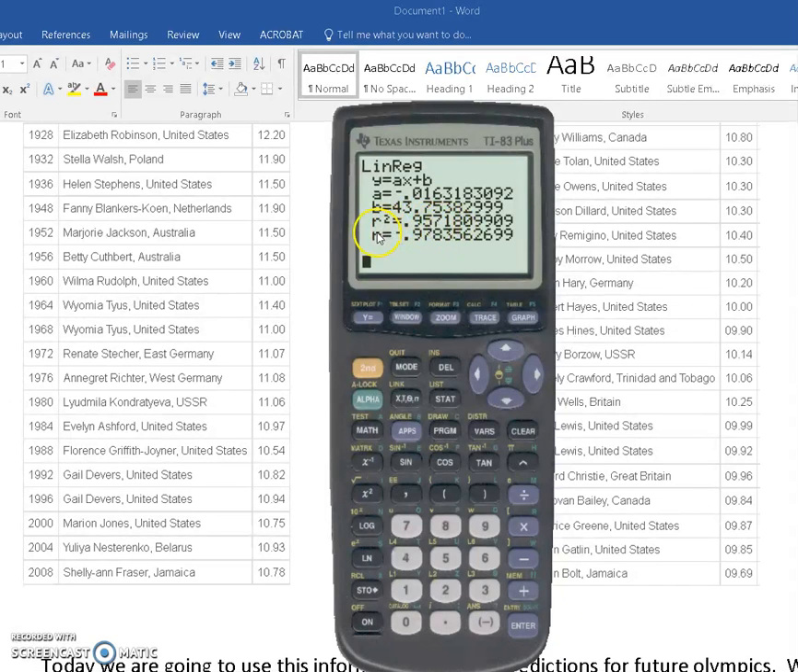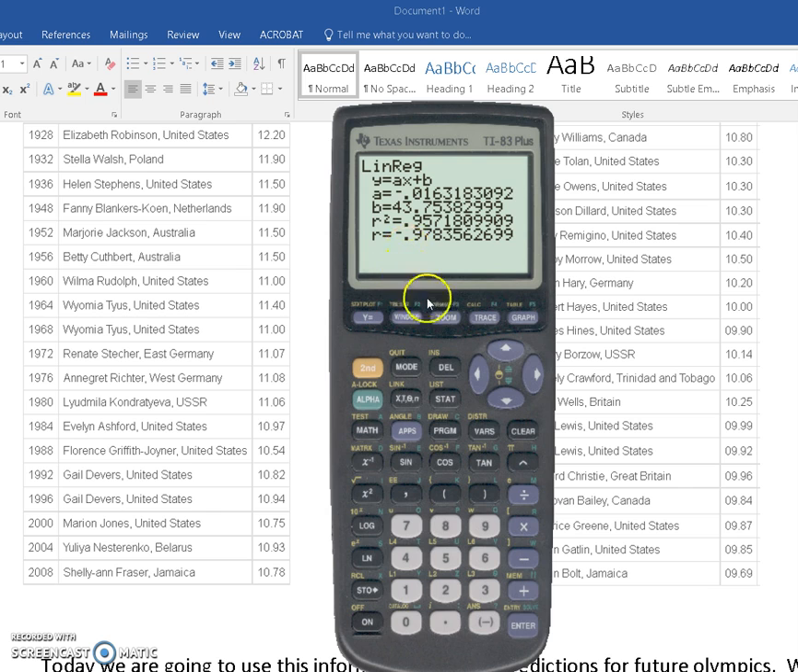The correlation coefficient here of negative 0.97 means that for what I had in my calculator, there was a really strong linear relationship with the data. That means I can count on my prediction a lot more than if this number was closer to 0. The closer the correlation coefficient is to -1 or +1, the stronger that relationship is going to be.